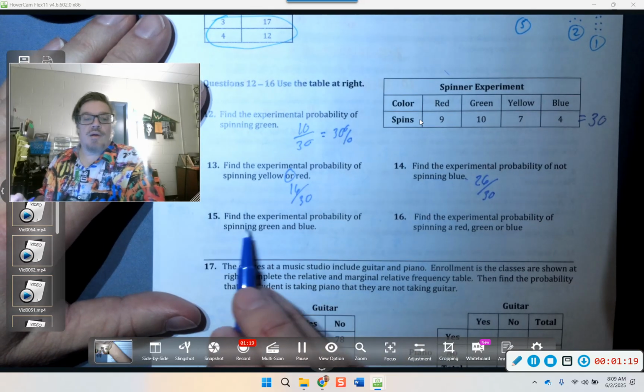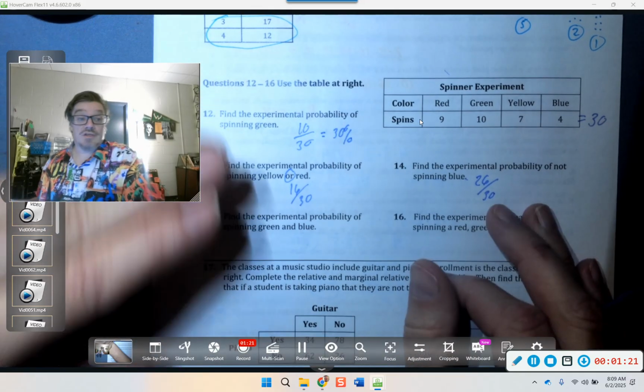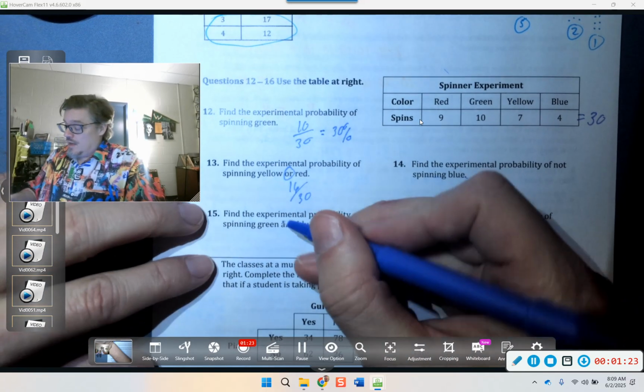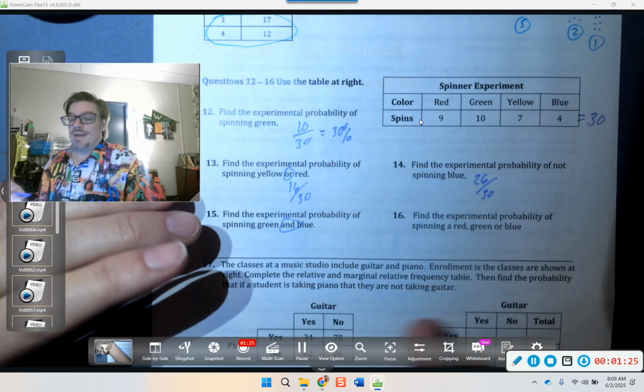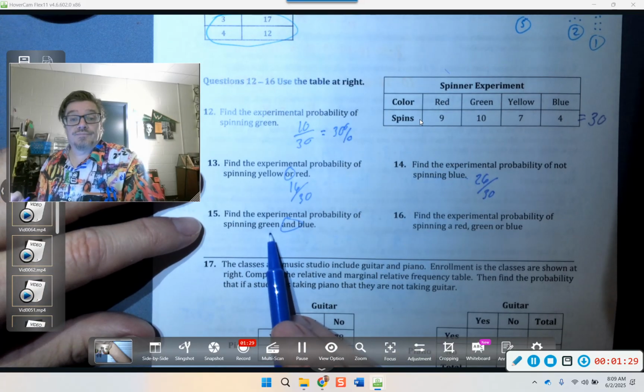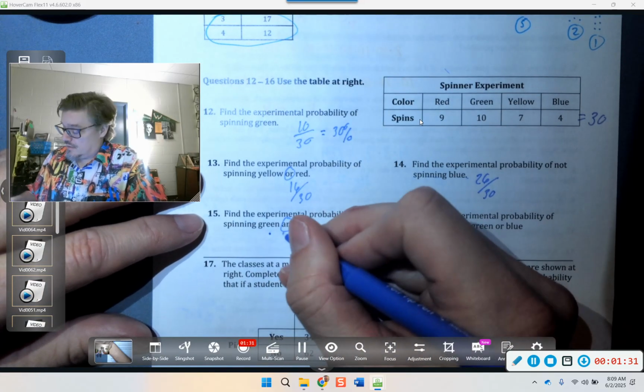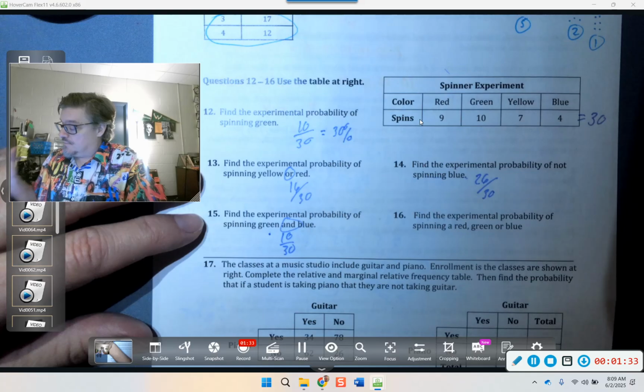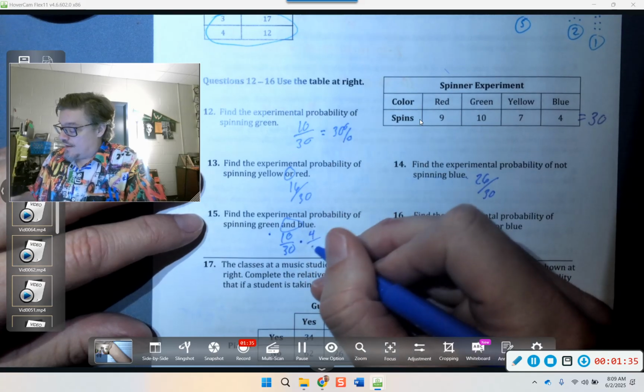Find the experimental probability of spinning green and blue. So now you've got an and. So when that happens, they're basically saying I got two spins now, okay? So spinning green would be 10 out of 30, okay? And then spinning blue would be 4 out of 30.